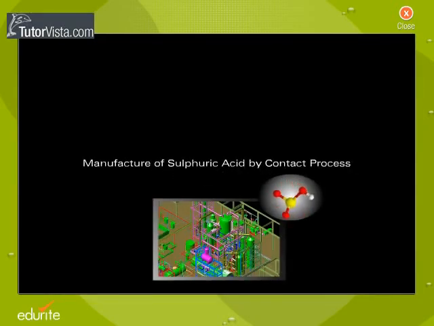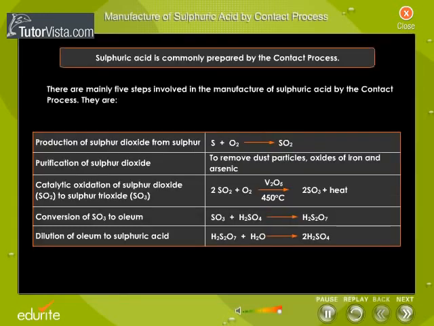Manufacture of sulfuric acid by contact process. Sulfuric acid is commonly prepared by the contact process. There are mainly 5 steps involved in the manufacture of sulfuric acid by the contact process.